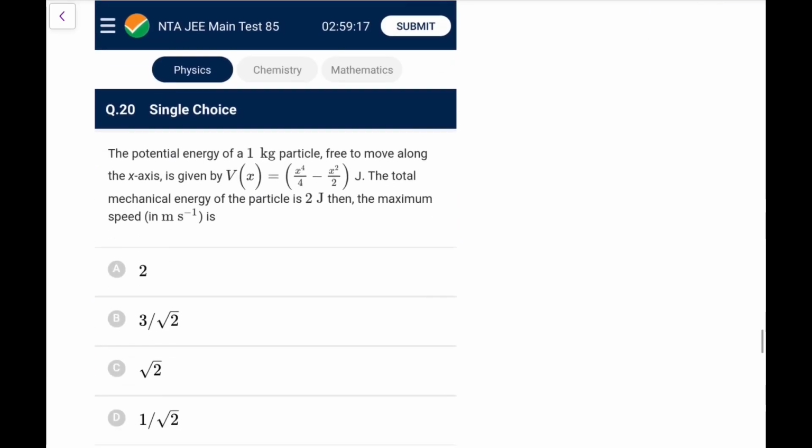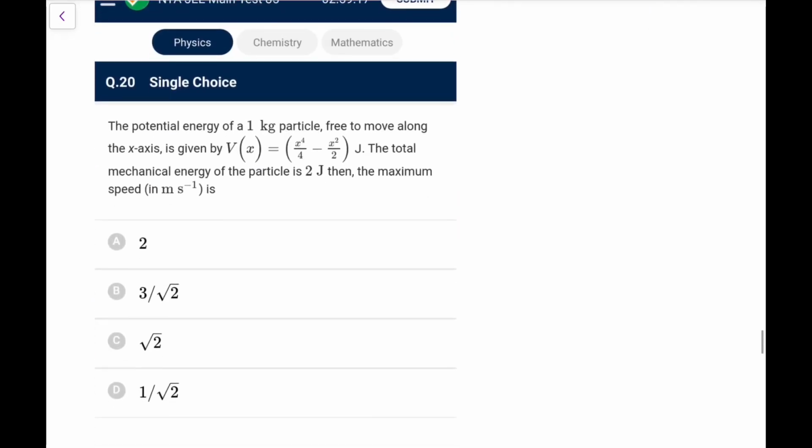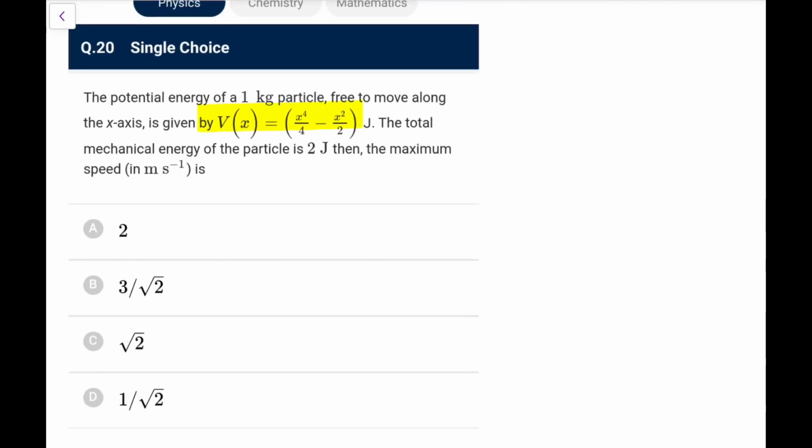Now the last straight objective. The potential energy of a 1 kg particle free to move is given by this, the total mechanical energy is 2, then the maximum speed.